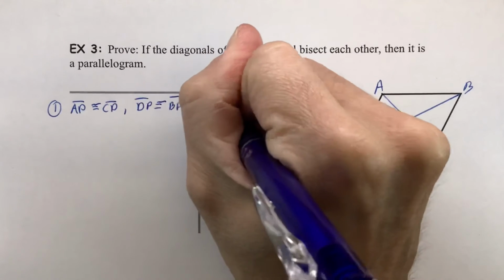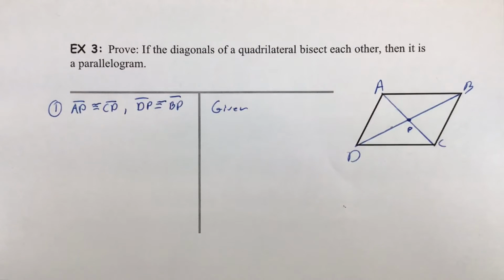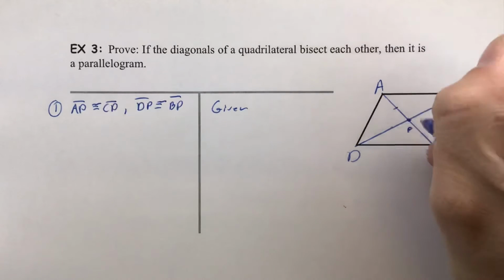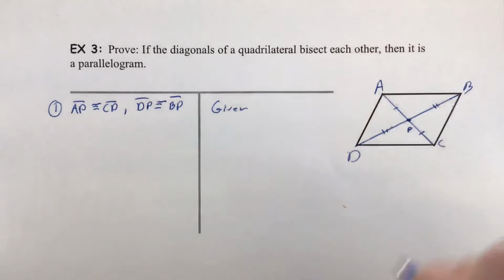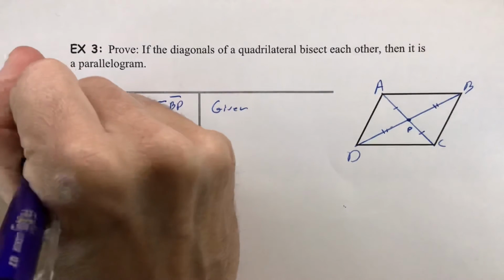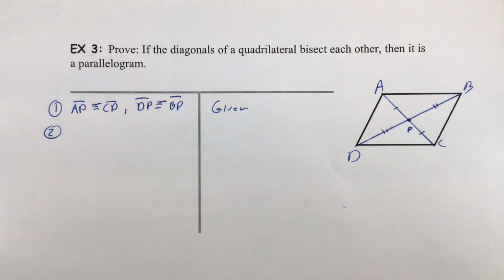Okay, and that is our given information here. The prompt to this is that the diagonals bisect each other. So then those parts would be congruent, in which case we should go ahead and add in some markings to indicate that that is true. Okay, step 2. And keep in mind here that the goal is to prove that this is a parallelogram.